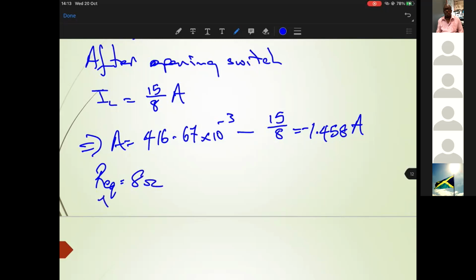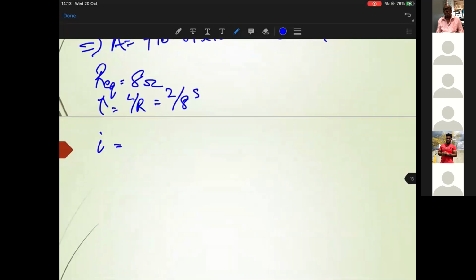So what is tau? Tau is equal to R over L, which is 4. Sir, is equal to 1/3. L over R, sir. L over R, which is 2 over 8, or a quarter. Okay, so what is I equal to now? Give me the expression for I.